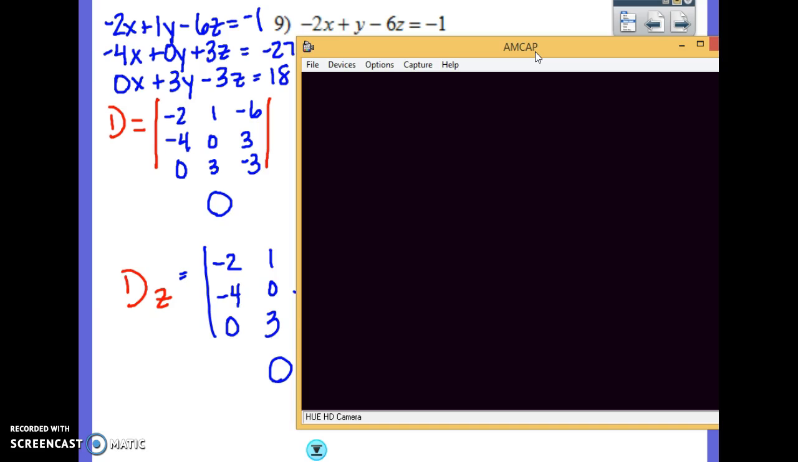And then I'm just going to enter going across, make sure that you know you're going across, negative 2, positive 1, negative 6, not up and down. So negative 2, positive 1, negative 6, negative 4, 0, 3, and 0, 3, negative 3. And I'm done. So second mode, get out of that. Now I'm going to go back to second matrix again. I'm going to go over to edit, but this time I'm going to plug in matrix B.